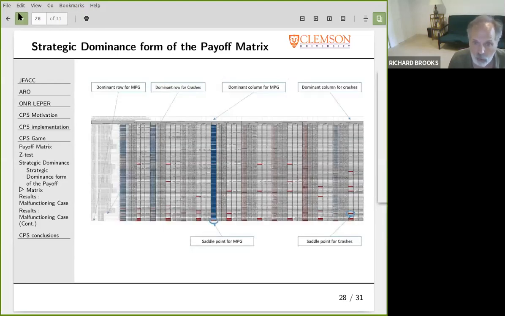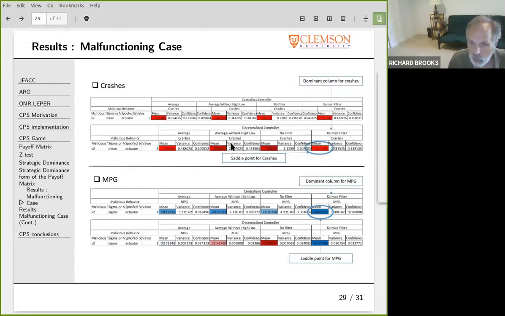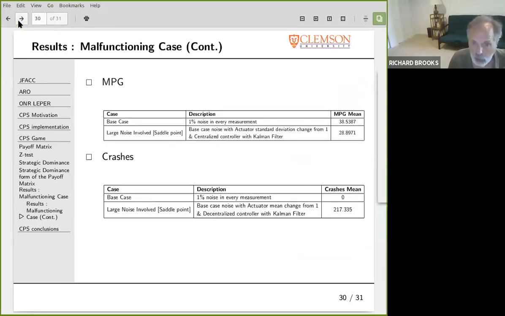So we did that, and we ended up actually with saddle points, which is there was a solution which was the best solution for that. And so for the miles per gallon, and also for maximizing the savings with gas, and also for minimizing crashes, the worst case for all of them was then adding a lot of noise, and the best countermeasure was to have controllers with Kalman filters embedded in them. For miles per gallon, actually, it was a centralized controller. For avoiding crashes, it was the decentralized controller.